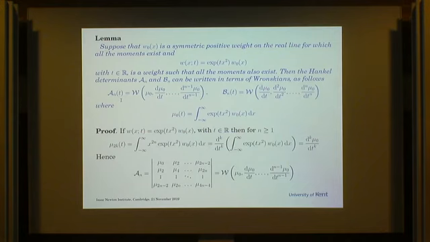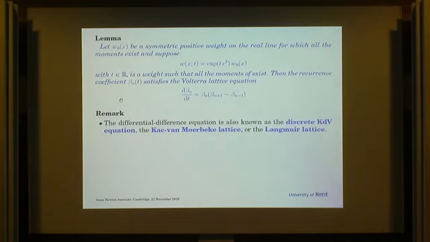Very easy to calculate. Relatively easy to calculate. The other aspect about this particular type of weight is that the b_n of this weight satisfies this differential difference equation called the Volterra lattice equation, sometimes known as discrete KdV or Kac-van Moerbeke lattice, or the Langmuir lattice. So it satisfies this differential difference equation here, and we shall use that later when looking at the Freud weights.